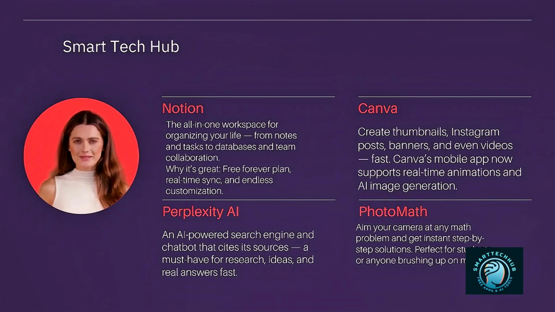PhotoMath. Aim your camera at any math problem and get instant step-by-step solutions. Perfect for students or anyone brushing up on math.